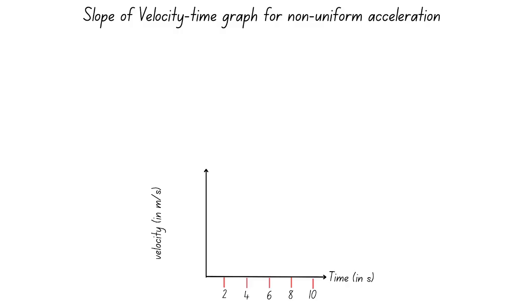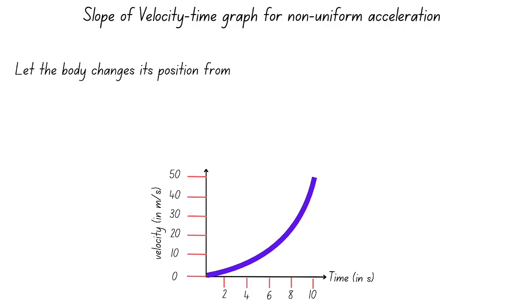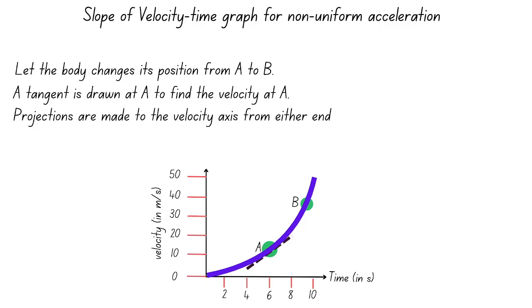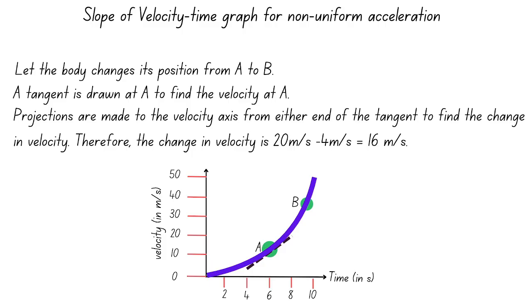Do you know that you can find acceleration at different instants from the slopes at different instants in non-uniform motion? Let us take an example. Let the body change its position from A to B. A tangent is drawn at A to find the velocity at A. Projections are made to the velocity axis from either end of the tangent to find the change in velocity. Therefore, the change in velocity is 20 meters per second minus 4 meters per second, which is equal to 16 meters per second.